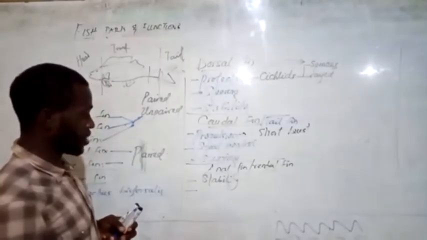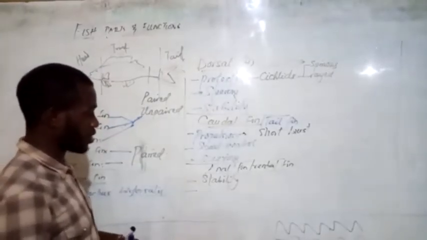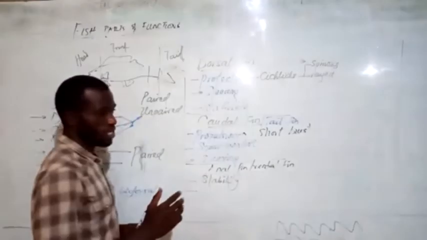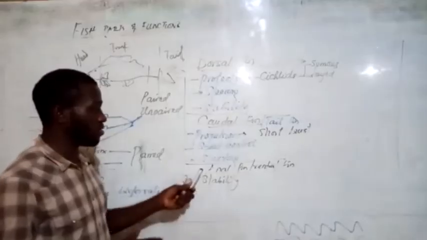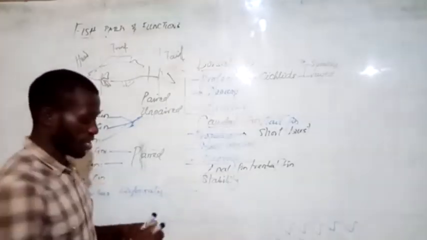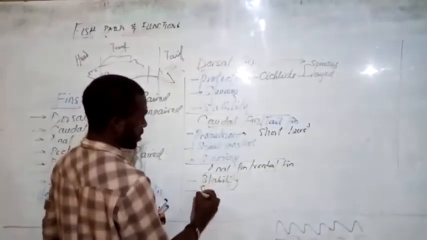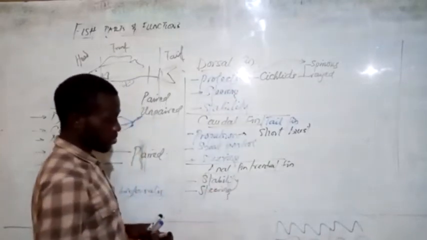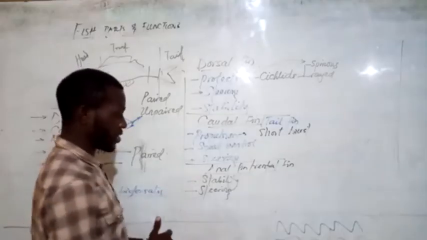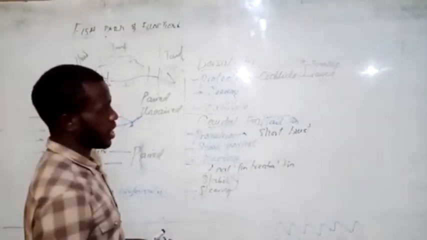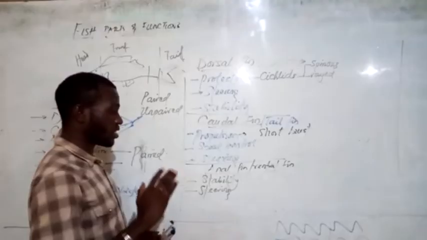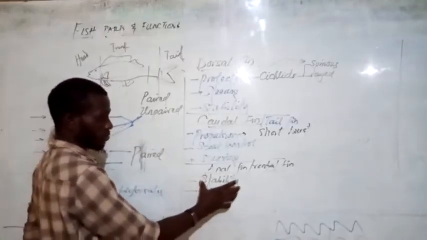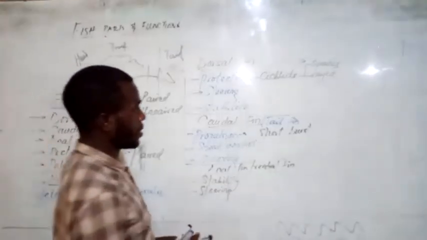Now, another function that the anal fin performs is during steering as well. The fish uses the anal fin to control its steering. But basically, what the anal fin is for is both stability and steering. All right.